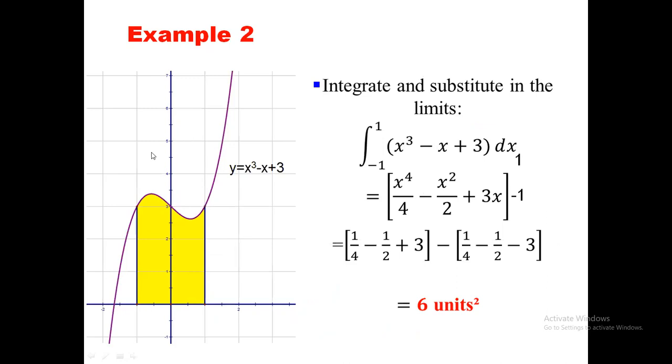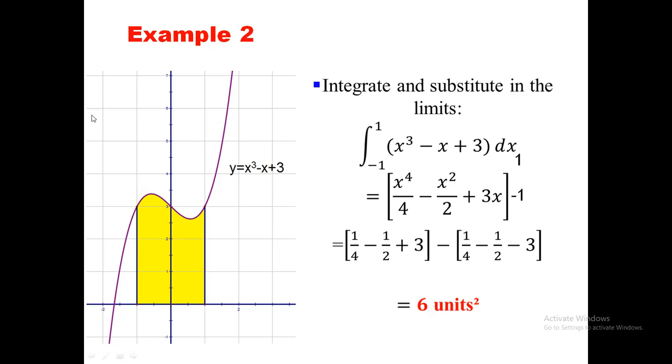Now, what about this one? So example number 2. Okay, your curve is x cubed minus x plus 3, and it's like this. It would be best if you have an idea of how the curve looks. So it looks like this if it's drawn on our Cartesian plane. Now, we're still going to determine the area bounded by this curve, with the limits of integration -1 to 1.